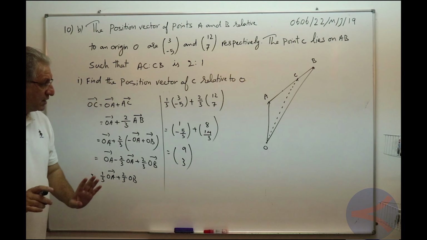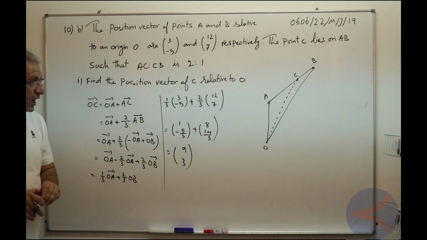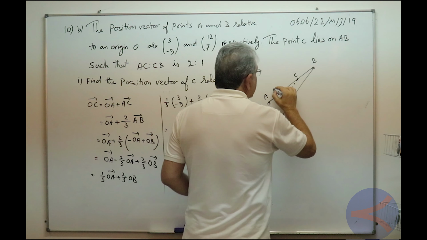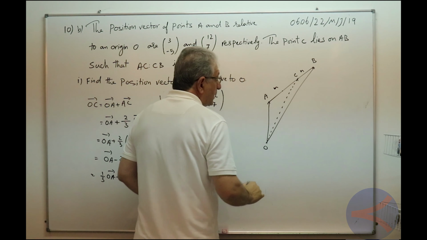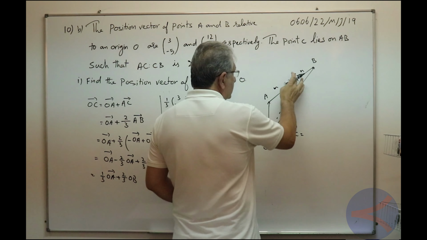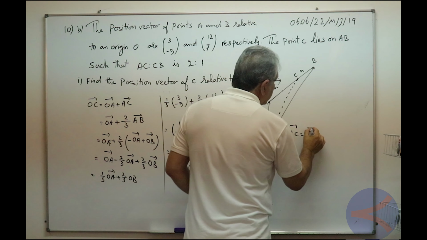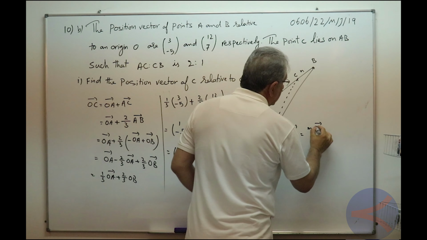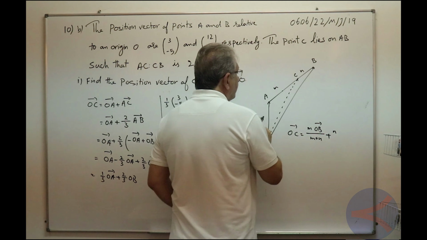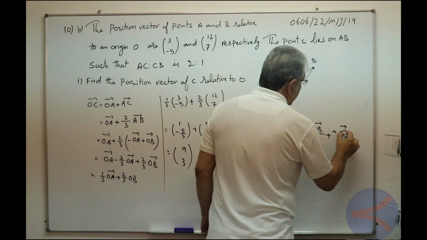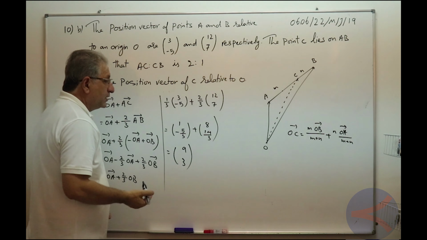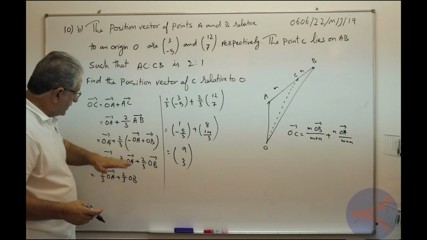Now, I will give another method here, very simple one, but you have to memorize the formula. If the ratio of this to this is m to n, the vector OC is equal to m times vector OB divided by m plus n, plus n times vector OA divided by m plus n. If you can memorize this and remember, you are immediately going to get this.